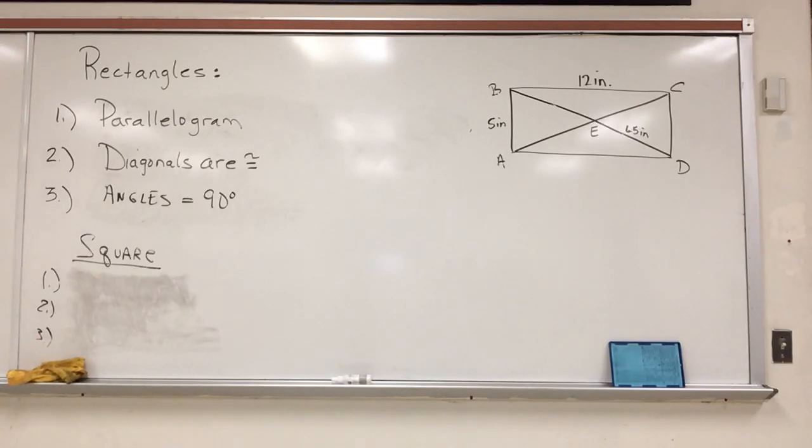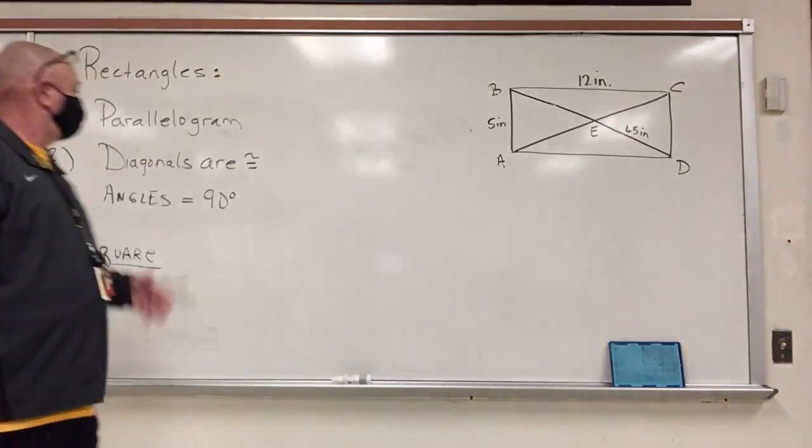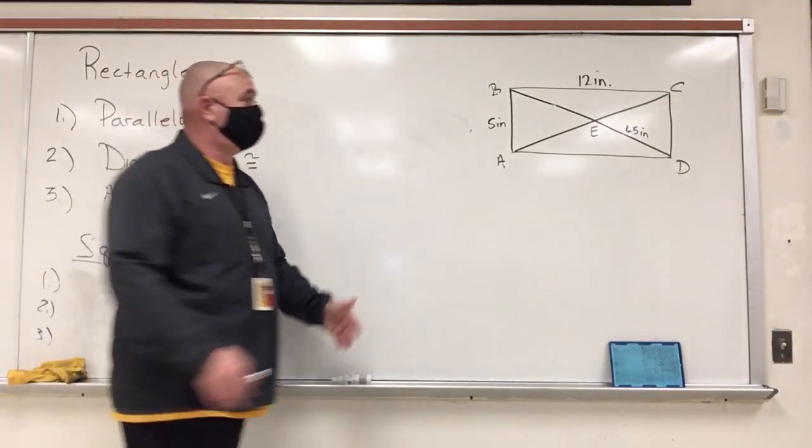So in a rectangle, this angle's 90, this angle's 90, this angle's 90, and this angle's 90. If that doesn't take place, you don't have a rectangle. So those three things have to happen in order for this to be a rectangle. Okay? Simple enough. It's got to be a parallelogram. Its diagonals got to be equal to each other.